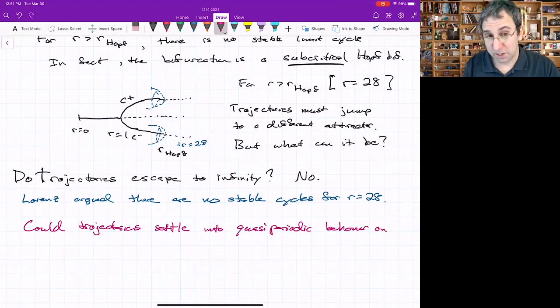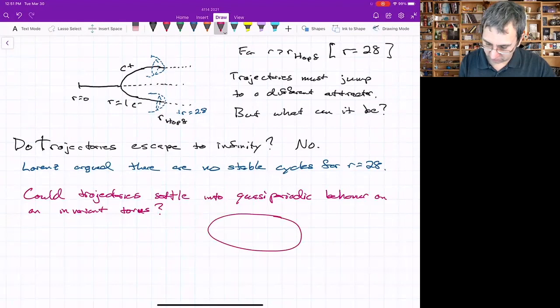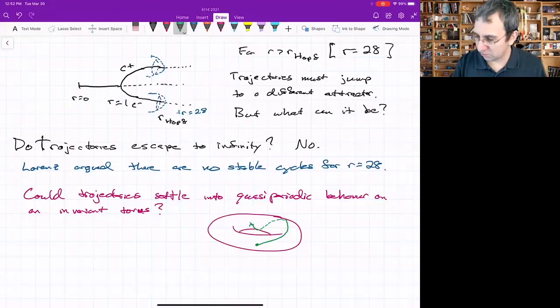To do this, it would need to be on a torus. And I'll introduce some jargon here, an invariant torus, which means there would literally have to be something that has the topology of a torus in the phase space so that you could have behavior where if you start on it, you kind of roam around, never coming back, because then that would be periodic. So if you're on this torus and you've got a frequency ratio that's irrational, you would have quasiperiodic behavior. This can't happen. You can't have an invariant torus.